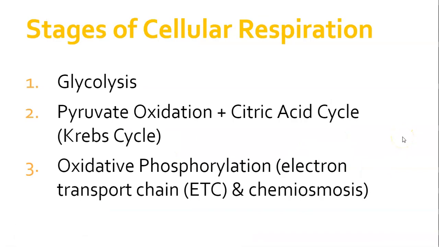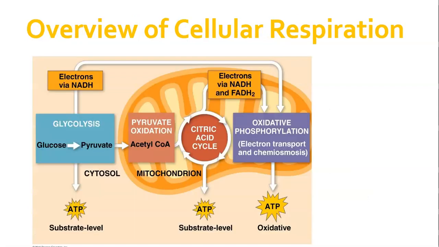So cellular respiration happens in 3 steps. Remember, photosynthesis happened in 2. This one is 3. There's glycolysis, and then there's the group of reactions known as the Krebs cycle, which kind of has a pre-step and then the cycle itself. And then the 3rd step is the electron transport chain and chemiosmosis. And here's roughly where they take place.